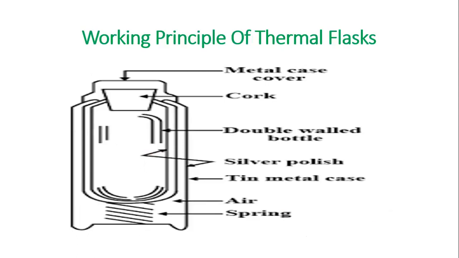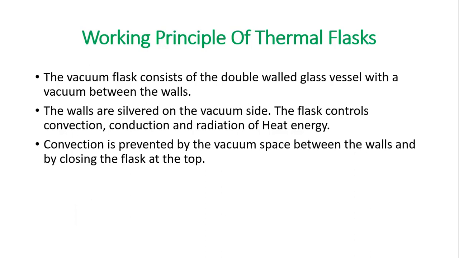Now let's see the working principle of the thermoflask. This is just a labelled diagram of a thermoflask. As you can see, it has various parts: the metal case cover, the cork, the double bottom, the silver polish, tiny metal cases, air, and the spring. Now let's see how this thermoflask works. Basically, the vacuum flask consists of a double glass vessel with a vacuum between the walls. As you've seen in the diagram, the walls are silvered on the vacuum side, whereby the flask controls the convection, conduction, and radiation of heat energy.